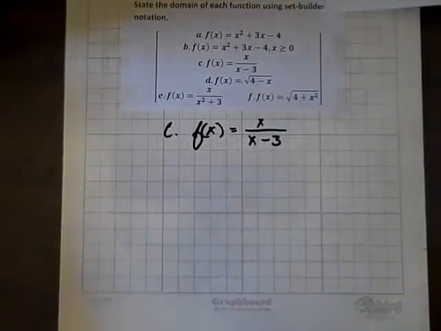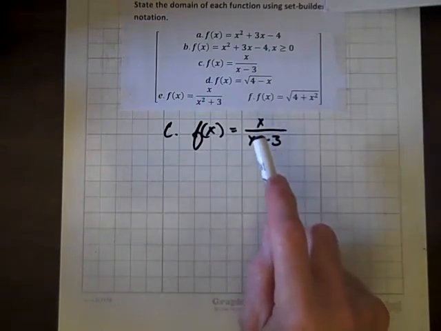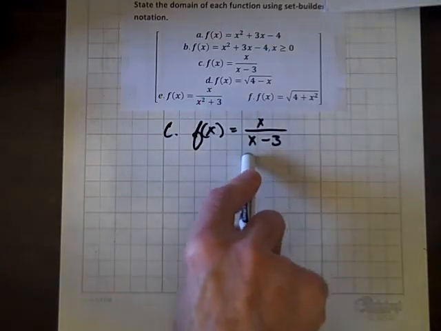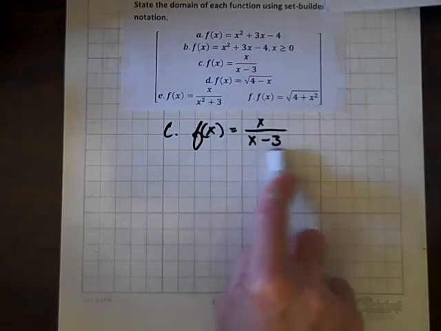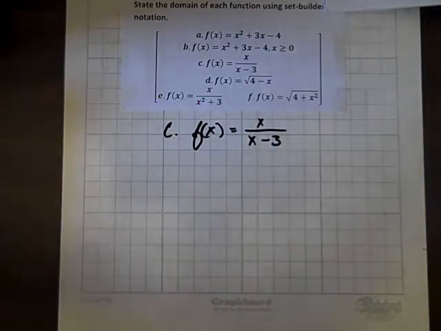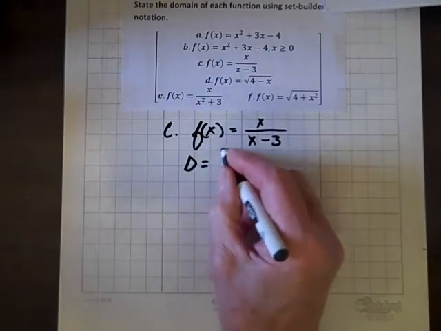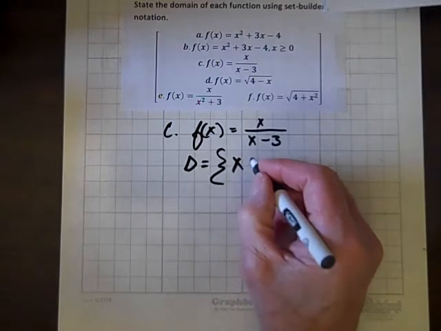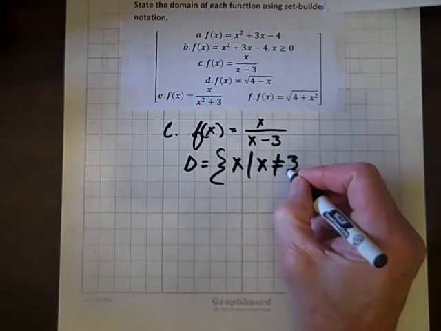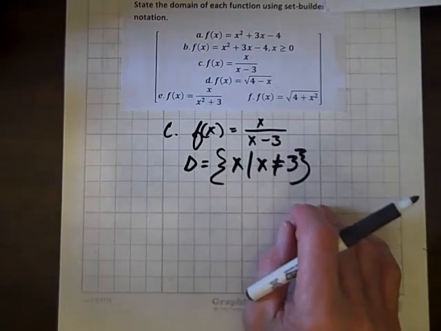Here we have the function f of x equals x divided by the quantity x minus 3. There's a variable in the denominator. And if we let x take on the value of 3, then that denominator will become 0, and division by 0 is undefined. So therefore, we have a restriction. And so the domain is x such that x is not equal to 3. So in words, that means all reals except 3.